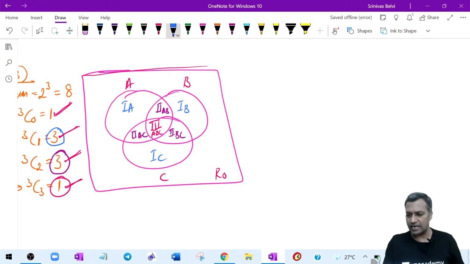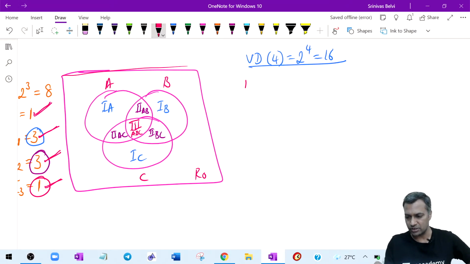So now let me go to the Venn diagram for 4. There must be 2 power 4 regions. That is 16. Now the breakup. What is the breakup of these 16 regions? So you will have region 0, which is 4C0, which is equal to 1.